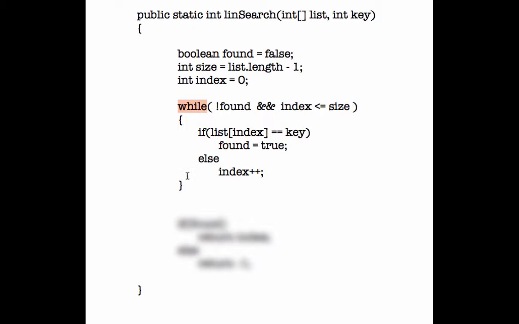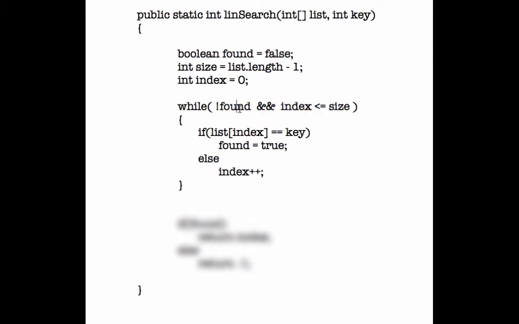Now the while loop, notice that it has two conditions joined by an AND. It has a condition that says not found and a condition that says index less than or equal to size. Now the important thing to realize is that because of the AND, these two conditions must be true at the same time and at all times for the while loop to iterate. If one of the two conditions is false, the loop will stop.